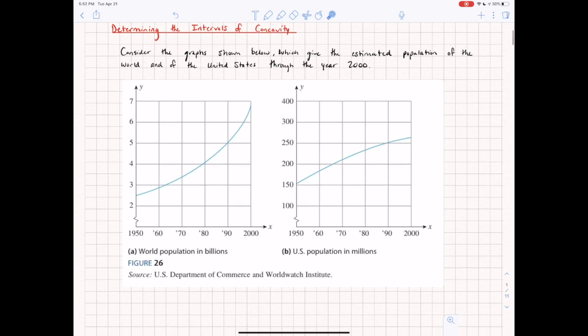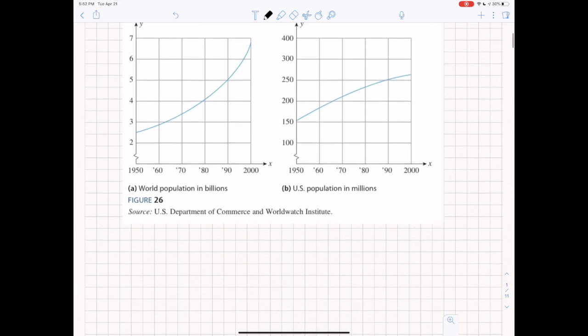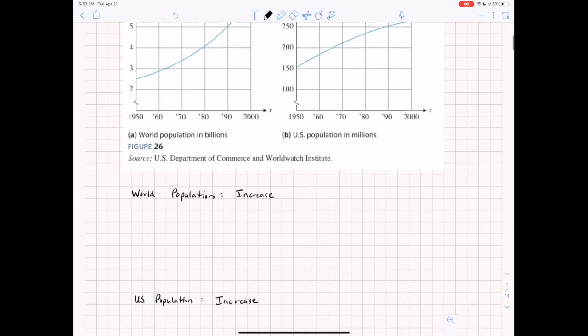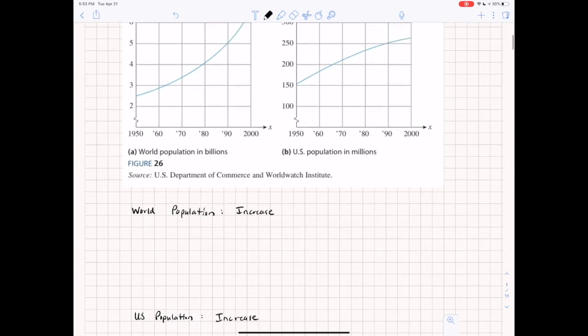Well, the first observation to notice here is that in both situations, A and B, so I'll just say the world population, and then I'll say the US population. In both populations, we have increase, right? There is positive growth here in both populations. But how these populations are increasing are very different.